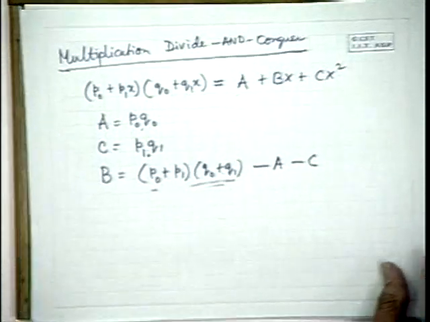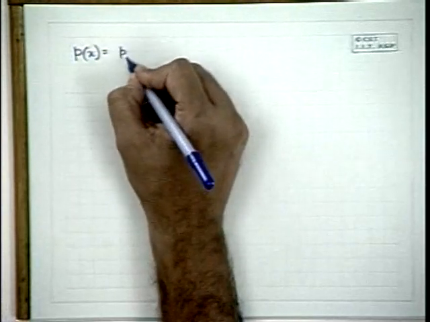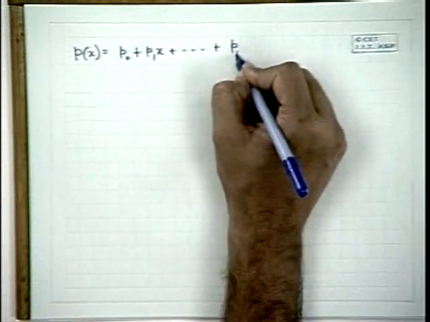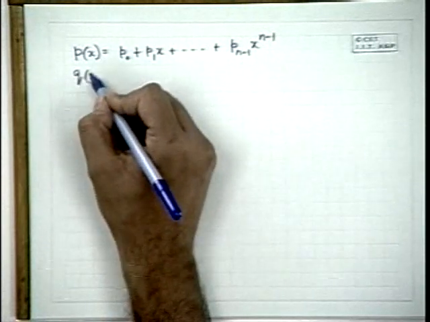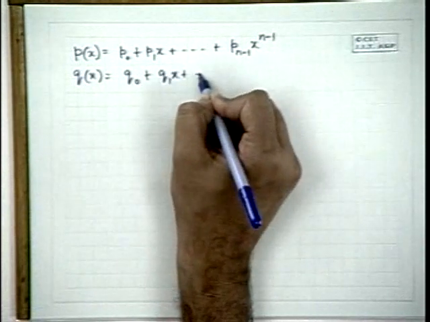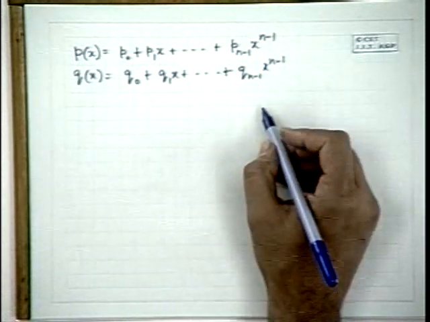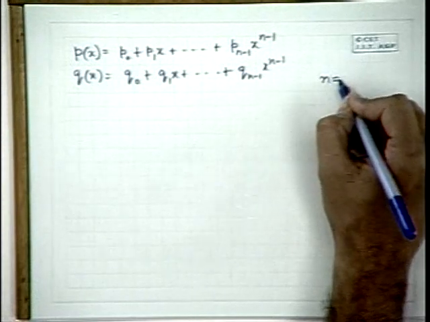Okay, so now let us generalize this concept to degree n minus 1 polynomials. So I am assuming we have been given P(x) equal to p0 plus p1x going up to p(n minus 1) x^(n minus 1), and another, Q(x), which is q0 plus q1x going up to q(n minus 1) x^(n minus 1), and I am assuming for convenience of analysis that n is equal to 2 to the power k.